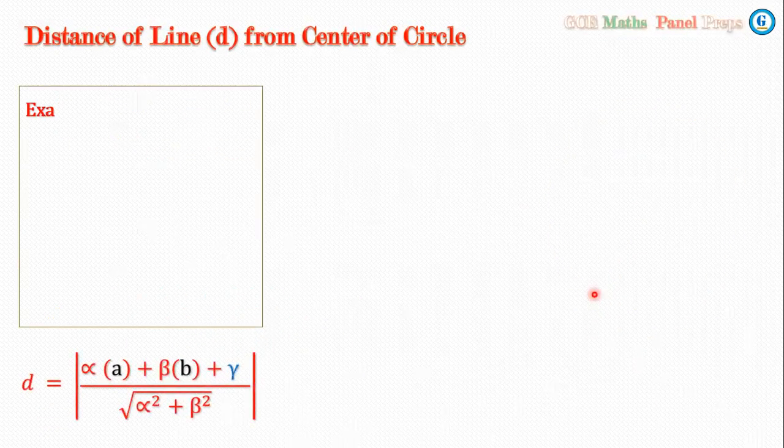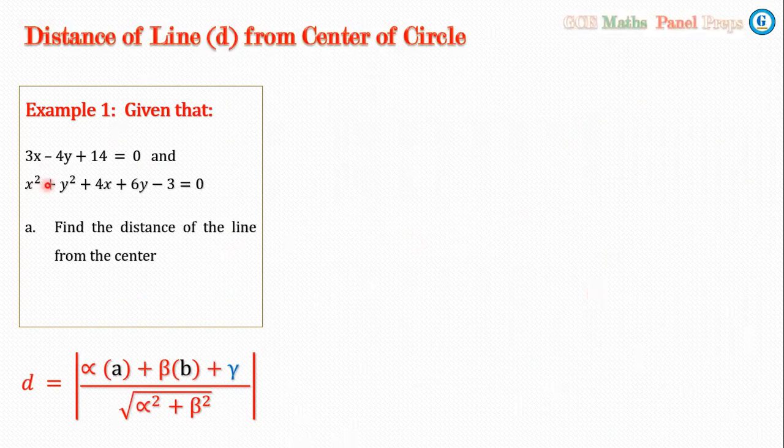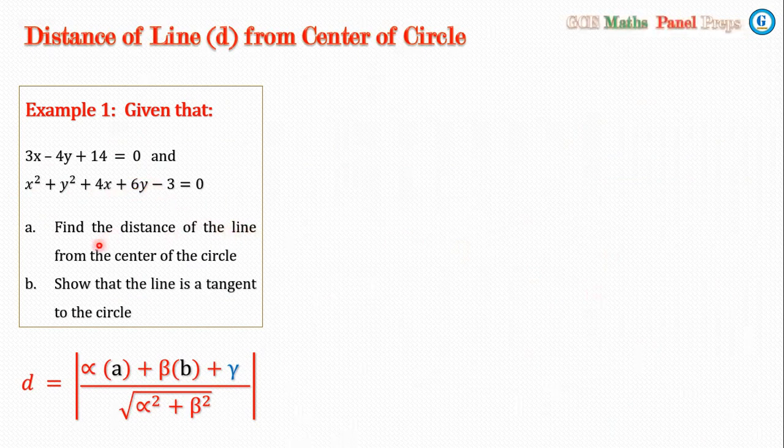Okay, let us take an example. We are given the line 3x minus 4y plus 14 equals 0, and the circle x squared plus y squared plus 4x plus 6y minus 3 equals 0. We are to find the distance of the line from the center of the circle and to show that the line is a tangent to the circle. So first of all, the center of this circle is (-2, -3), and our radius is equal to 4.